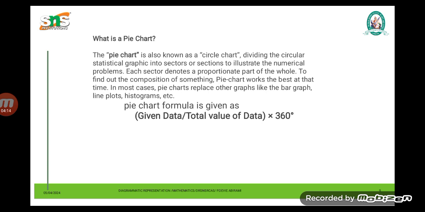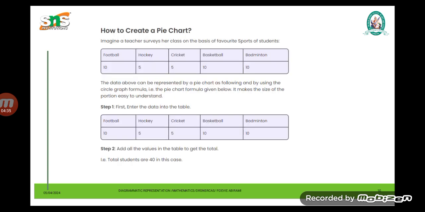Final one is the pie chart. A pie chart is also known as a circle chart, dividing the circle into sectors, a statistical graphic. This can be calculated by using the pie chart formula: given data divided by the total value of data, multiplied by 360 degrees. Multiplying by 360 means that the pie chart is represented in a circle format.